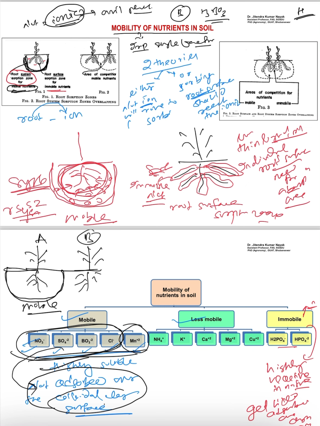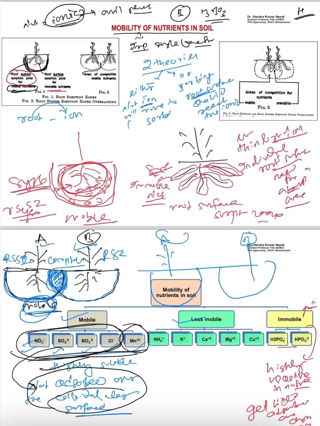Here, for mobile nutrient, if this is the root system sorption zone for plant A, and this is the root system sorption zone for plant B, then you can see there is an overlapping of the zones. That means there is a competition between plant A and plant B for the mobile nutrients, because of the overlapping zones. That means you have to plant A and B at such a distance that there will be no overlapping of the root system zone. There will be no overlap, so that there will be no competition between the two plants.